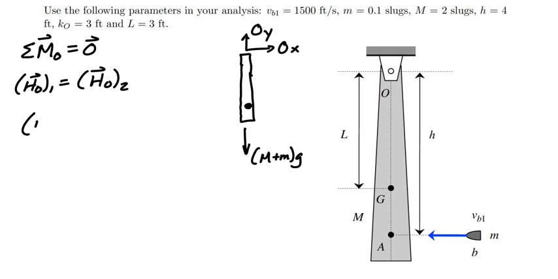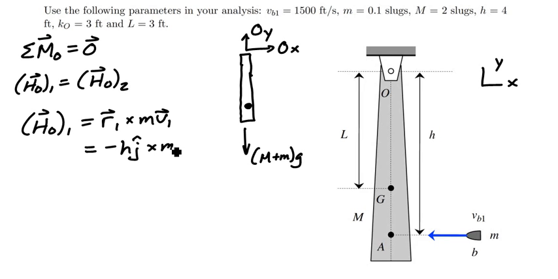Now immediately prior to the impact, we have only the bullet moving, and so what I can do is treat this as a particle part of the problem. So I can define my x and y axes like so, and then note this is going to be r1 cross m times v1. And if I do a little substitution here, my position vector is going to be minus h in the j, and I'm going to cross that with the mass times the initial velocity, which will be minus vB1 in the i direction. So if I take j cross i, I'm going to get minus k. And so I'm going to have minus m times h times vB1 in the k.